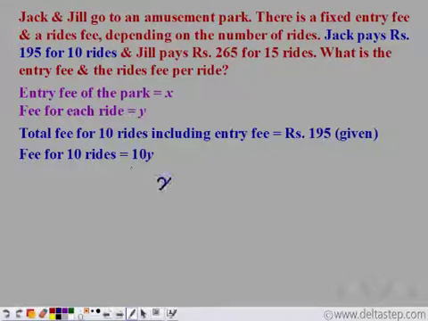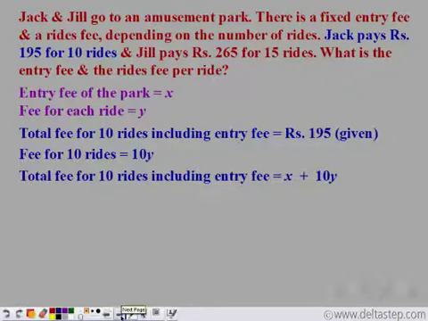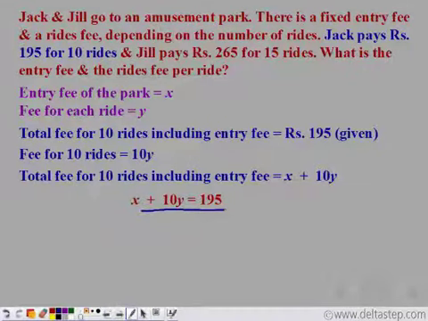So Jack enters the park by paying the entry fee of x, and then he takes 10 rides by paying a fee of 10y. So this is the total fee paid by Jack. So total fee for 10 rides, including entry fee, is x plus 10y. And this should be equal to rupees 195, which is given to us. So x plus 10y is equal to 195.